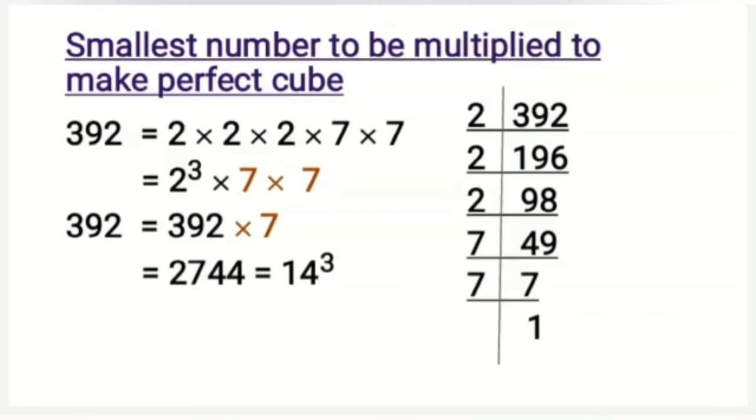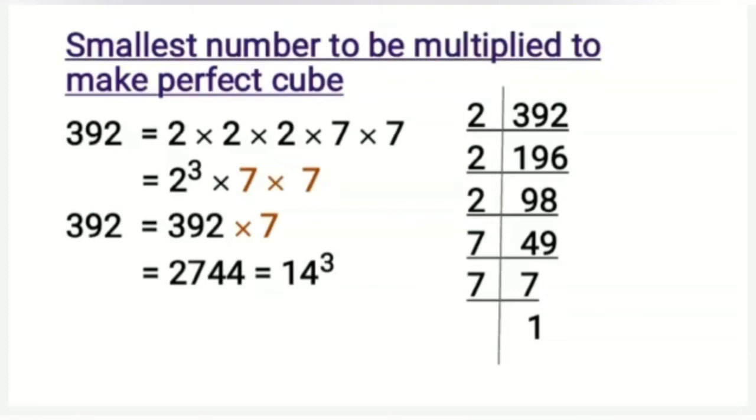2 into 2 into 2, 7 into 7. 2 I got 3 times, so I wrote it 1 time, 2 power 3. Multiply, and now the most important part to notice. See students, I got 7 two times, and I know in a cube I should have a group of 3, right? So one 7 is missing for me. I have two 7s and one 7 is missing for me.